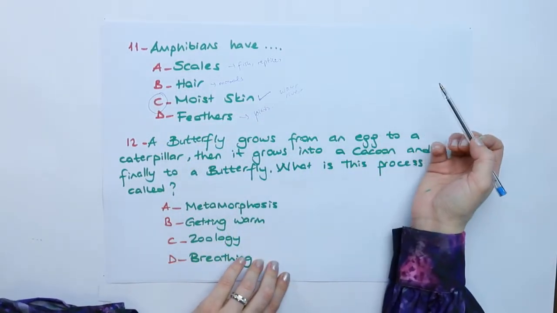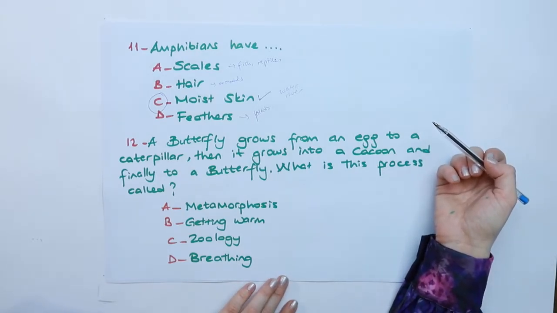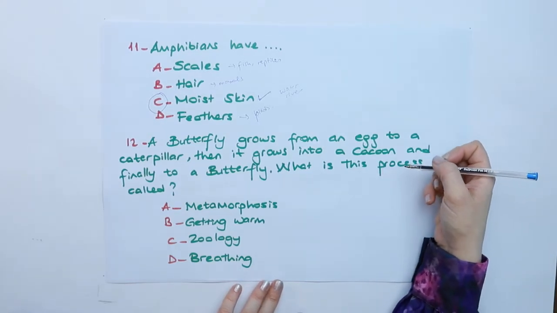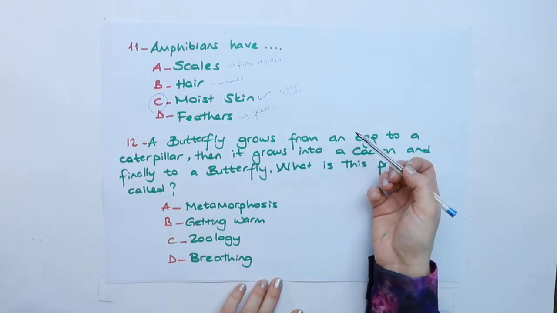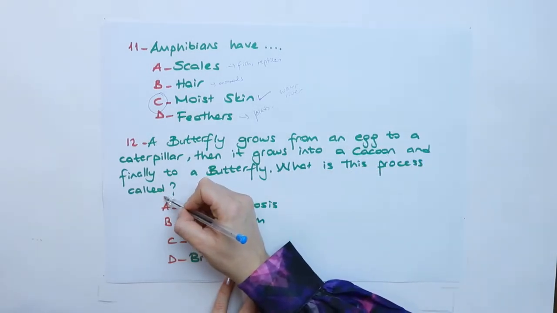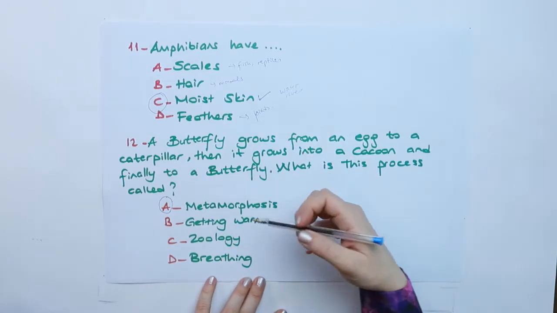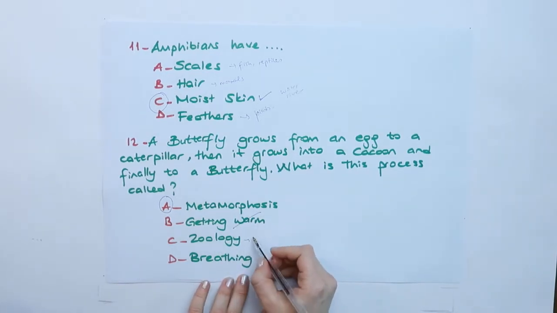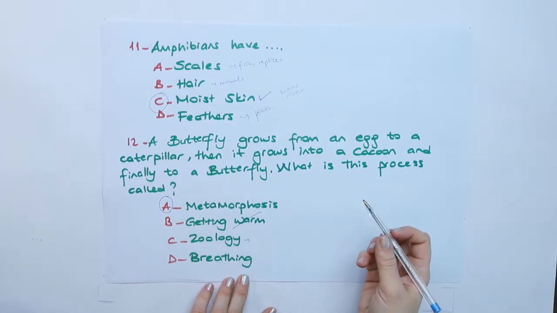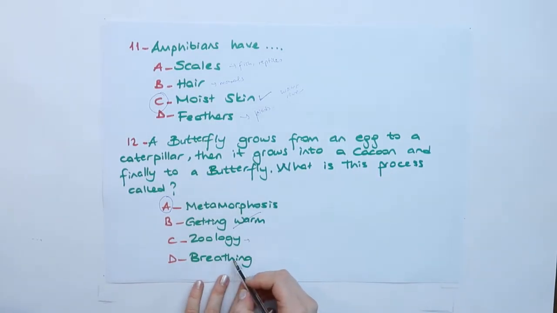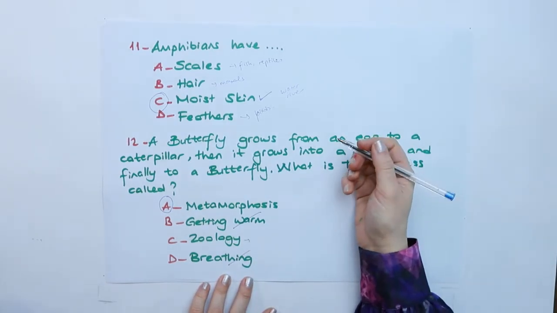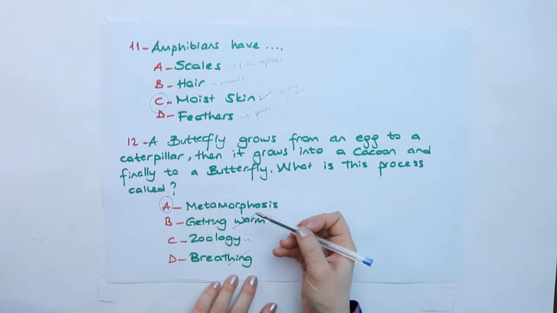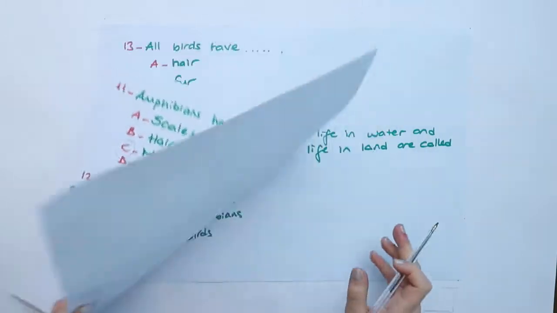12th question. A butterfly grows from an egg to a caterpillar, then it grows into a cocoon, and finally to a butterfly. What is this process called? This is another different question for you. This is called metamorphosis, for the butterfly to change their cover. Getting warm is not a process. Zoology is a profession, an occupation, just like we have seen earlier in the questions. And breathing is an action. We breathe through our lungs and fish breathe through their gills. But zoology is a profession, and A, metamorphosis, is the answer for this question.